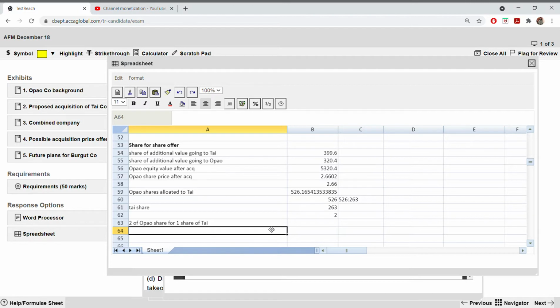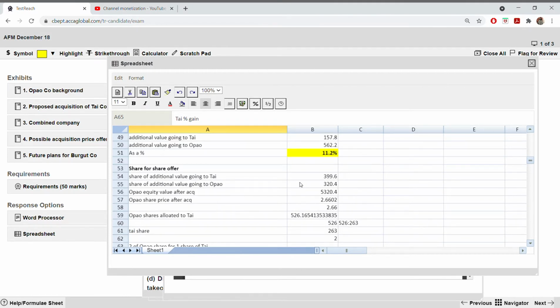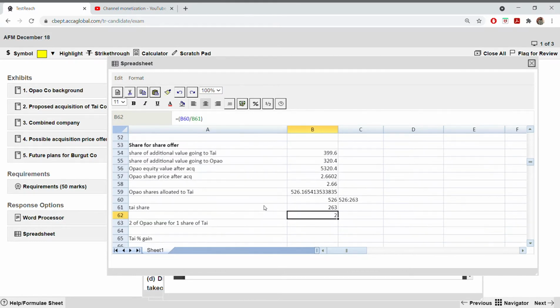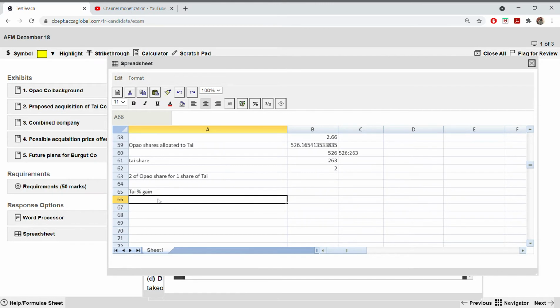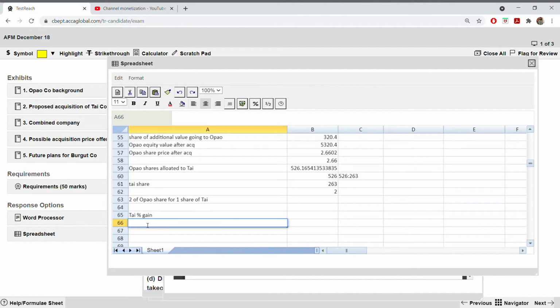Now we know the number of shares. So now the actual calculation comes, to find the percentage gain. Thai company percentage gain. All these things we were doing were not to find the percentage gain. We were doing them to find this 2:1 ratio. That's why we found the equity value after acquisition, then the share price after acquisition, and the additional value going to Thai and all those things. Now, just compare it with the cash case. For cash we directly found the gain for both companies. Now, here also we are going to start from here.